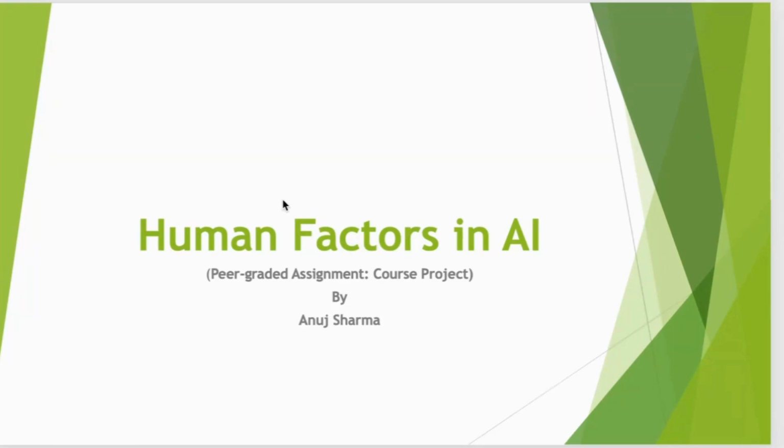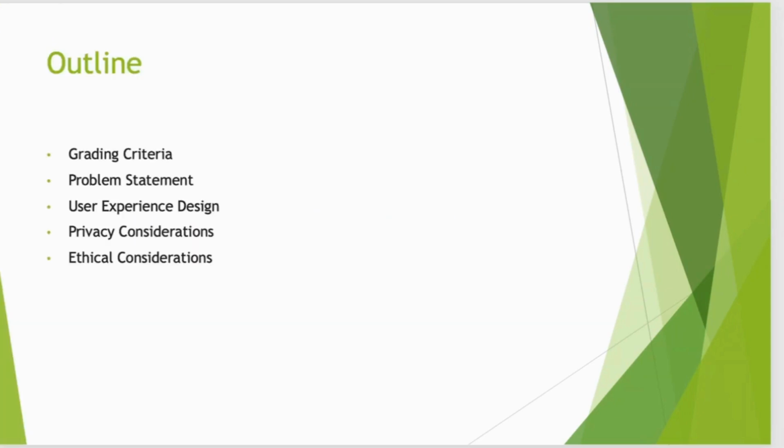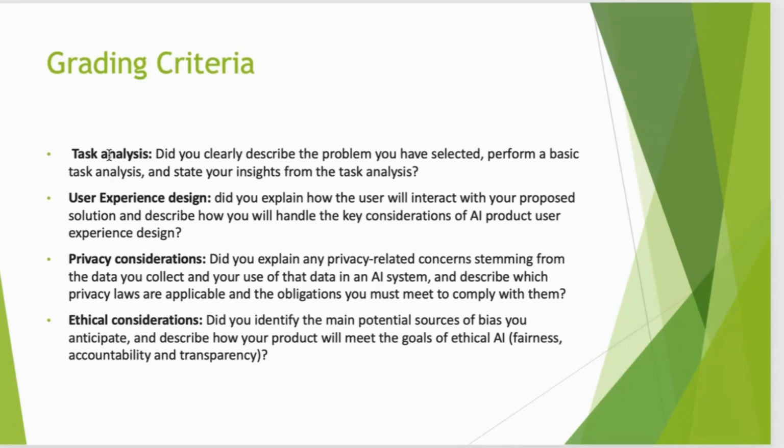Welcome to the peer graded assignment for the course project, Human Factors in AI. Here is the outline. I'll be covering the grading criteria and all the 4 steps that are expected in the grading criteria. So the grading criteria talks about the task analysis, the user experience design, privacy considerations, and ethical considerations.